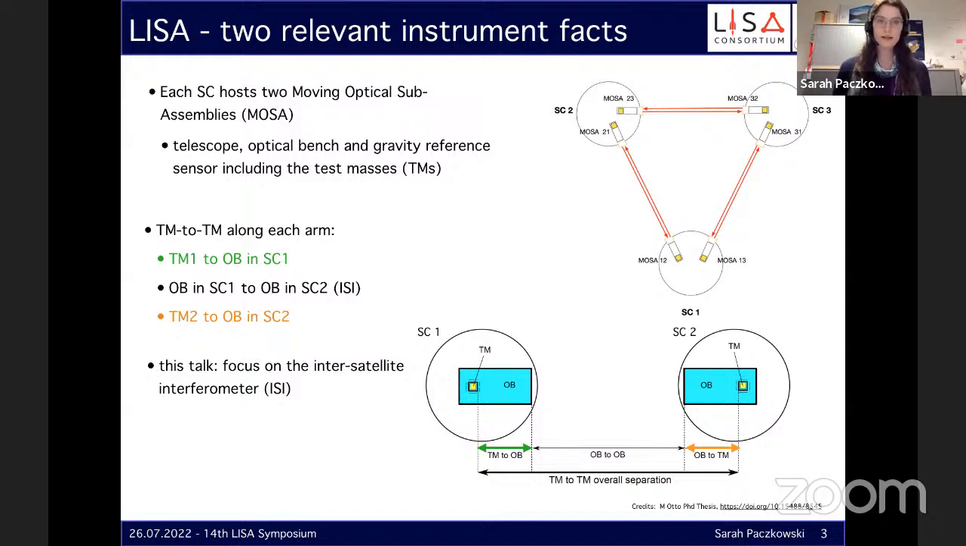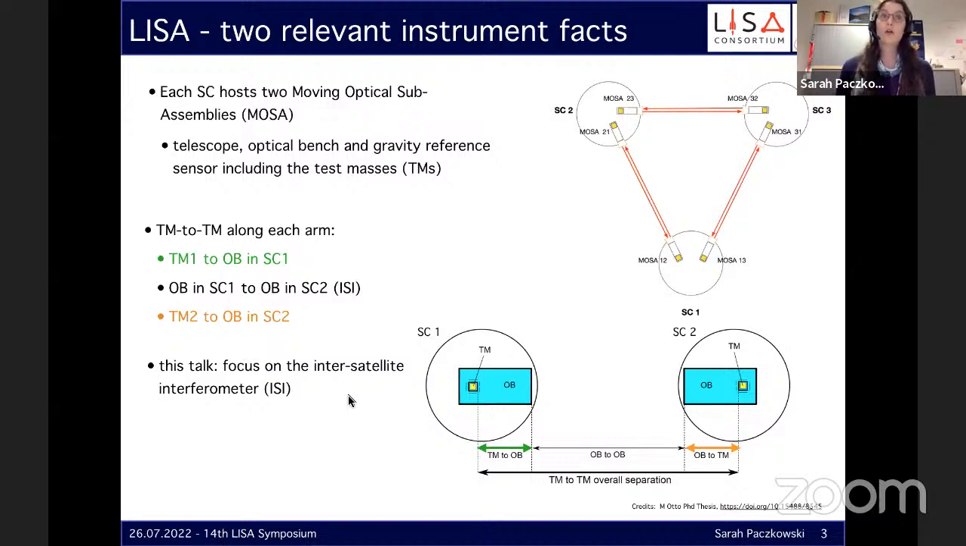And the second important thing to know for this talk is that the measurement of the changes in proper distance in between the 2 test masses along one arm is actually split into 3 interferometer measurements, as also shown here on the right. So the first is the test mass to optical bench measurement in a local spacecraft we call Spacecraft 1 here. And then we have the measurement of the changes in relative distance in between the 2 optical benches on the distant satellites. And it is followed by the measurement of the test mass displacement with respect to the optical bench on the far satellite in Spacecraft 2.